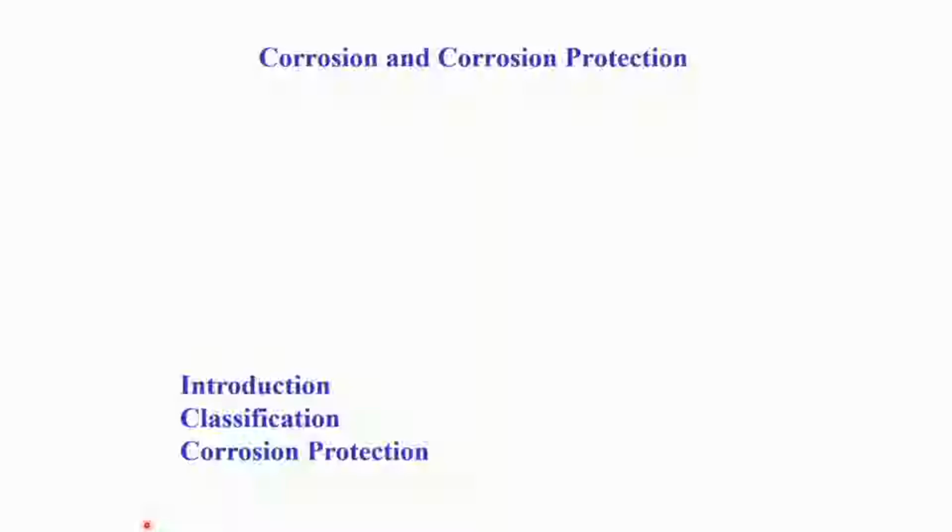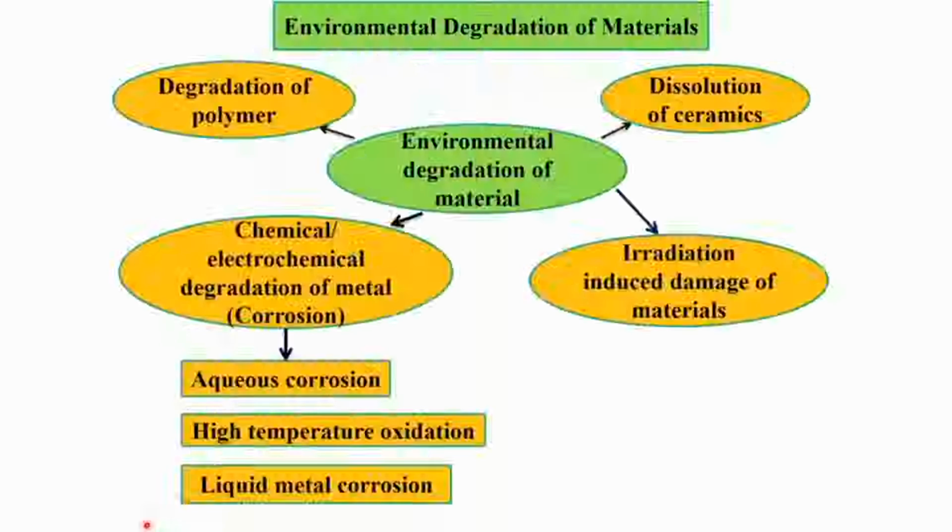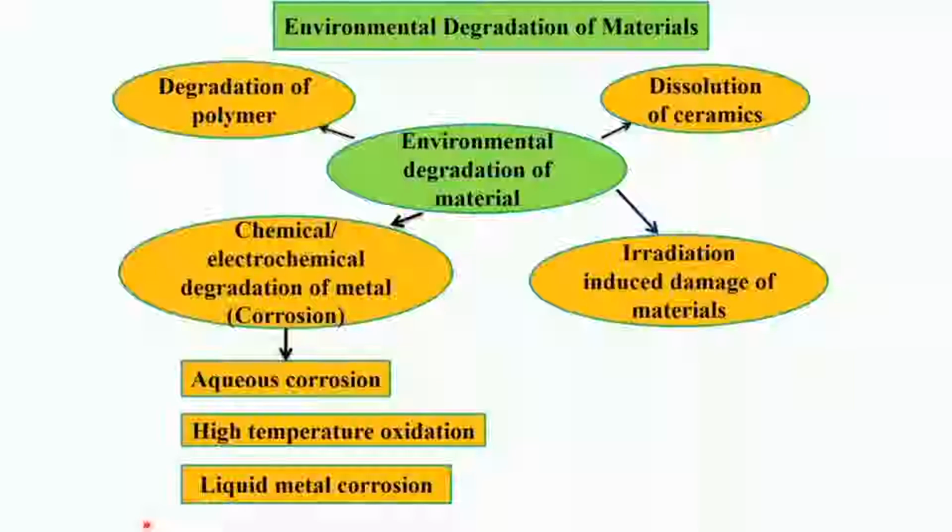We are going to start the degradation of materials because of corrosion and its protection. Now, corrosion is a kind of environmental degradation of materials. If you quickly go through the different types of degradation of materials because of its interaction with the environment, you will find that if you talk about polymer, the term which is used is degradation of polymer.